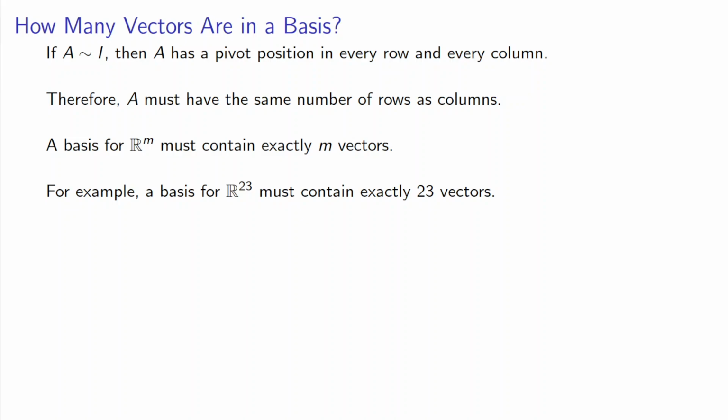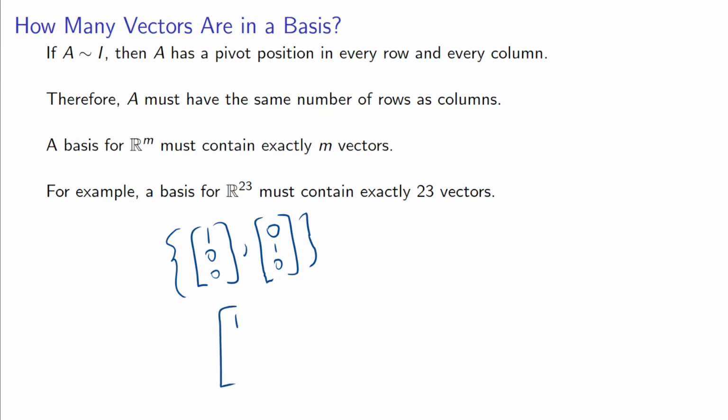To show you some quick examples here, if we were to consider R3, if we looked at the vectors just 1, 0, 0 and 0, 1, 0, okay, these vectors do not span all of R3. If we look at that matrix whose columns are formed with those vectors, we could see that we do not have a pivot in the third row, and so we don't have spanning, and the set of vectors is not a basis.